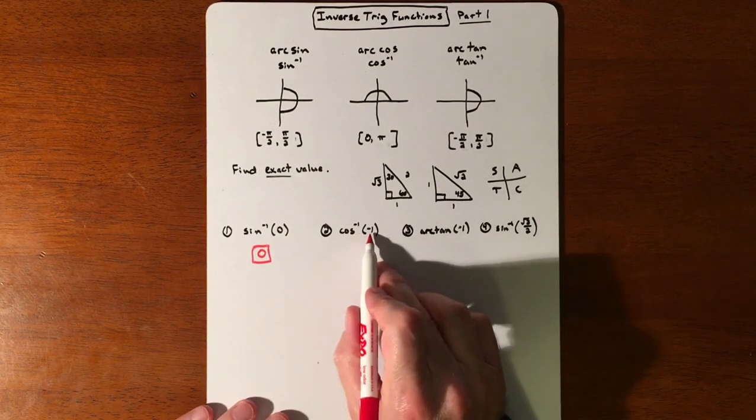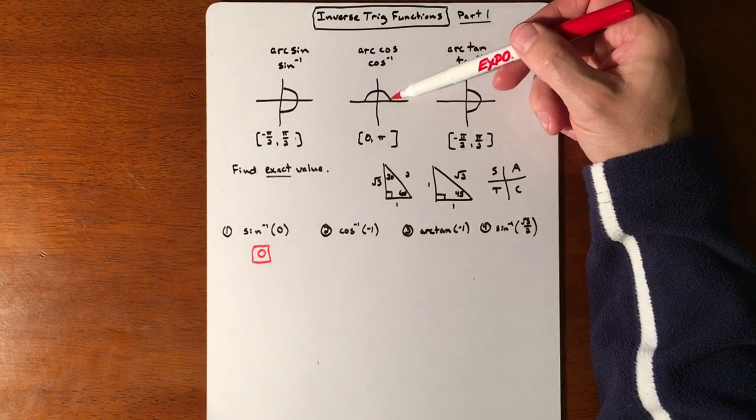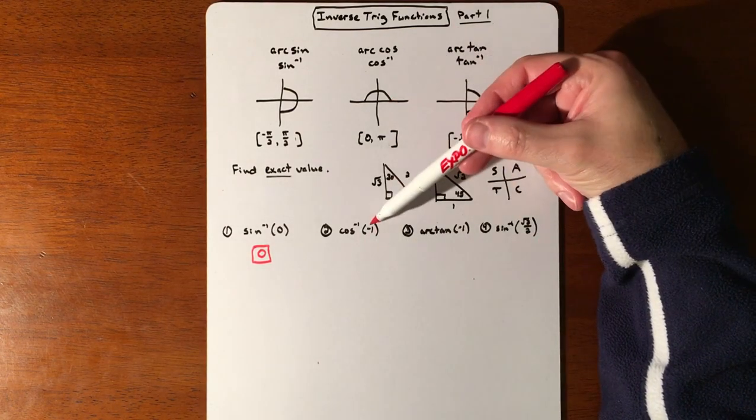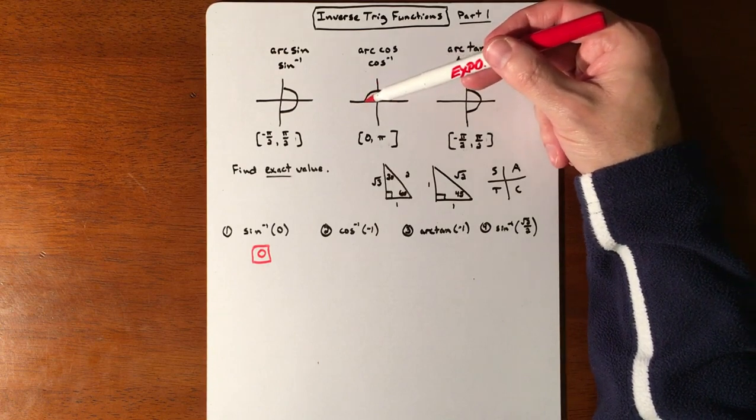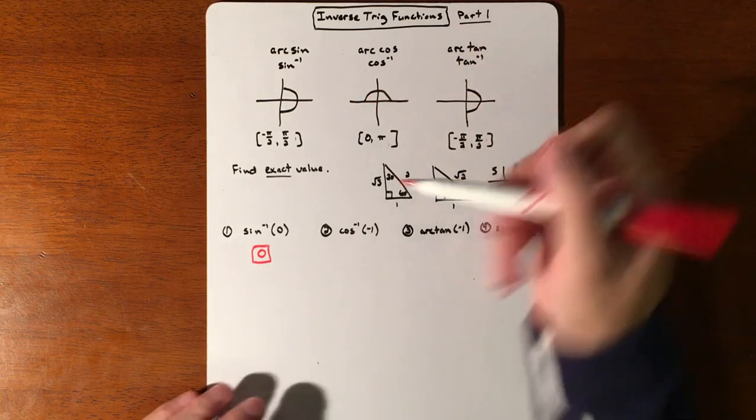Inverse cosine of negative 1. So you're looking at cosine. Cosine of what angle would get out a negative 1? Cosine is an x value, so you'd be at pi.